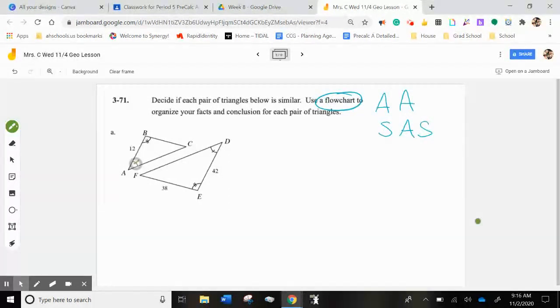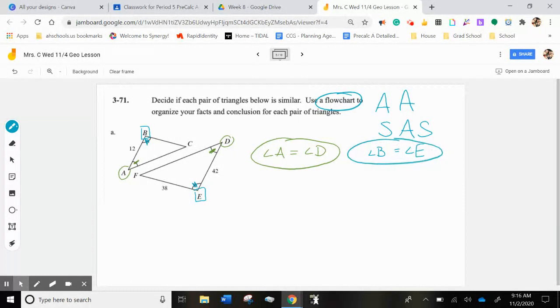Okay, I see one tick mark here and one tick mark here. So I know angle A is equal to angle D. That's my first thought bubble, my first piece of evidence. I also see two tick marks on the arc for B and on the arc for E. So I also have angle B is equal to angle E.